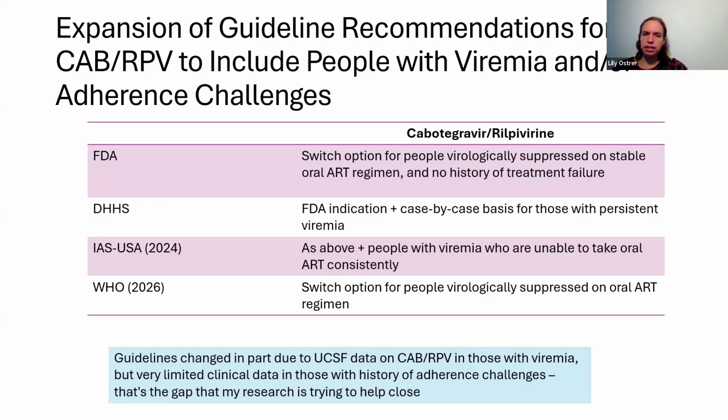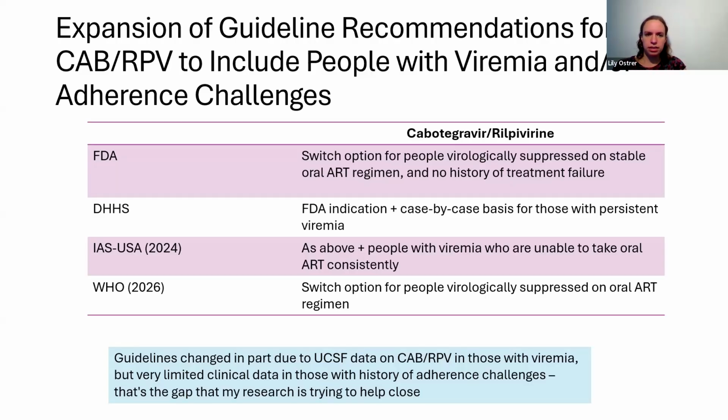And then the IAS-USA guidelines went a little bit further in 2024 when they suggested that long-acting cabotegravir-rilpivirine can be used in people with viremia who are unable to take oral ART consistently. And then for the first time, the WHO guidelines have also included long-acting cabotegravir-rilpivirine as a switch option for people who are virologically suppressed on oral ART. Hopefully this reflects the increase in global availability of cabotegravir-rilpivirine. Just to note, the guidelines changed in part due to data that mostly was published by the group up at UCSF on outcomes on cabotegravir-rilpivirine in those with viremia. But there's still very limited clinical data in those with a history of adherence challenges.